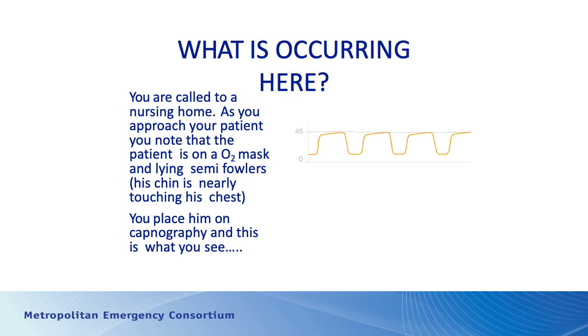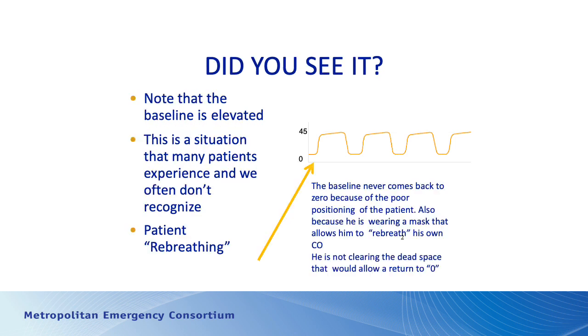How about this patient? This is a nursing home patient. You approach, the patient's on an oxygen mask, and his chin is on his chest, and you put capnography on him. What do you think about this patient? So is he ventilating normally? Well, his rate may be normal, his CO2 may be normal, but if you look at the waveform, it never goes back to baseline. So the patient's got kind of a pinched airway, he's not positioned well, and he's basically rebreathing his own carbon dioxide. So if you open up his airway and allow him to have a normal airway, you may see that the waveform gets back to normal.